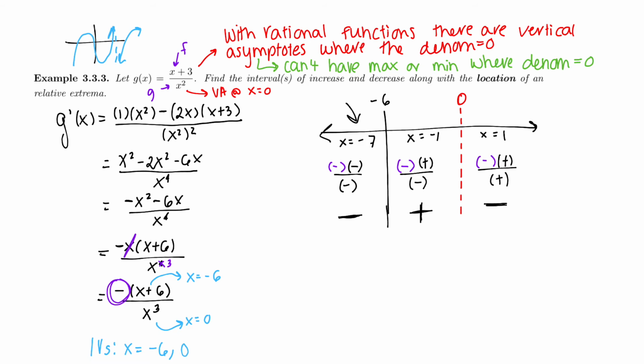So we are decreasing, increasing, decreasing. Kind of drawing in our little graph here, right? Decreasing, increasing, and then asymptote, and then decreasing, and asymptote up here. So while there is a minimum here at negative 6, there's no maximum here because this is an asymptote, and you can't have a max or a min at an asymptote.